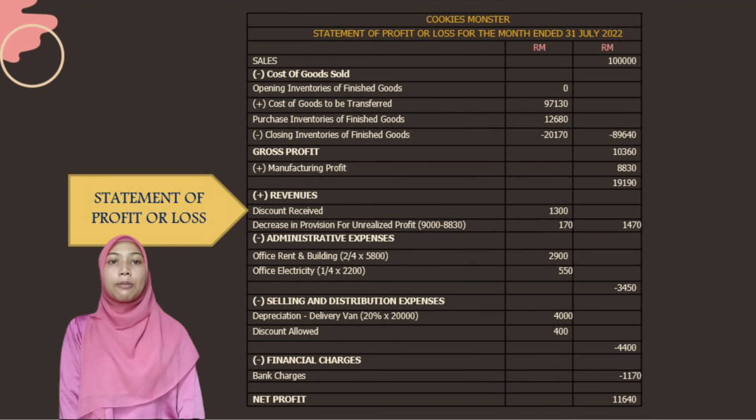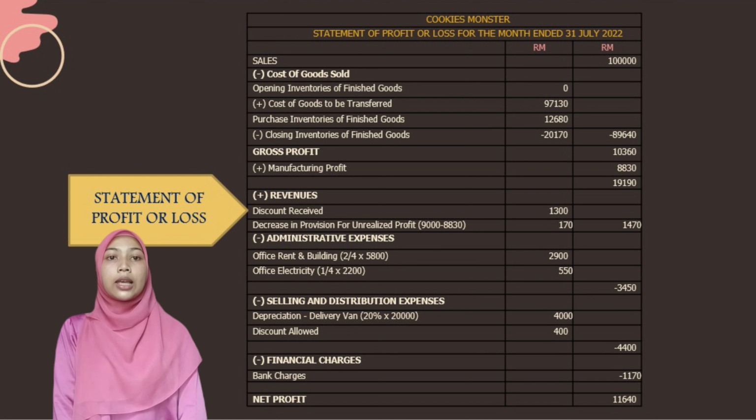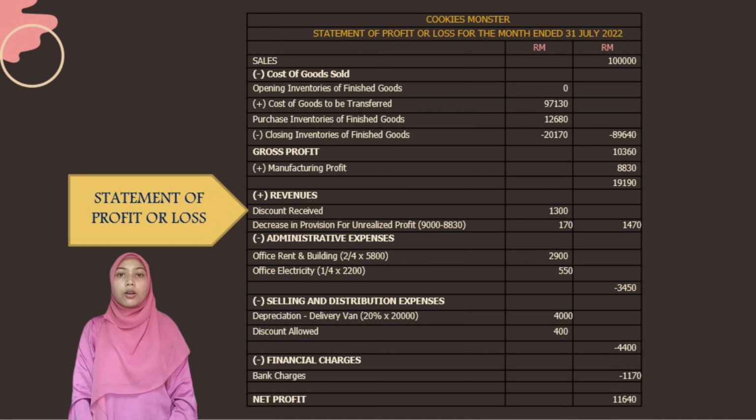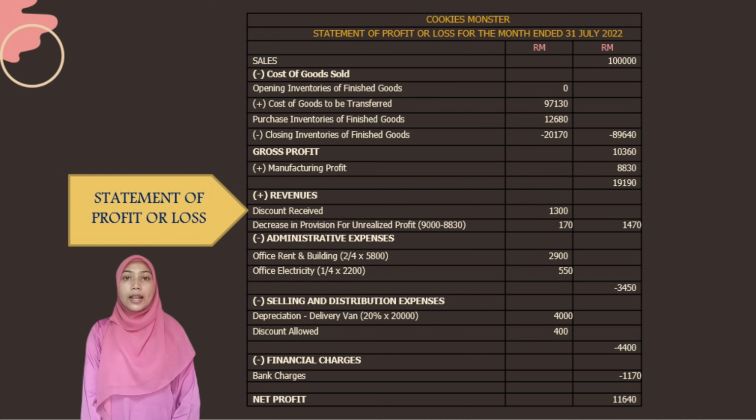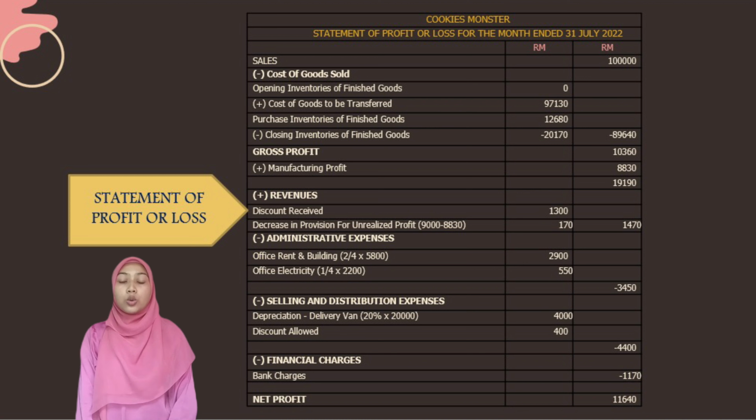I would like to present the statement of profit or loss for the year ended 31st July 2022. Cookies Monster has sold goods at a value of 100,000 ringgit. This will be minus the cost of goods sold, which is 89,640 ringgit, and then we got the gross profit of 10,360 ringgit. The value has been added with manufacturing profit of 8,830 ringgit. Then the total will be 19,190 ringgit.